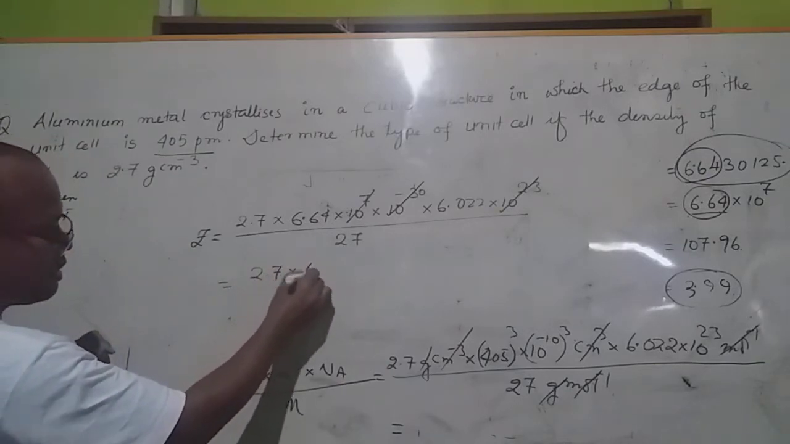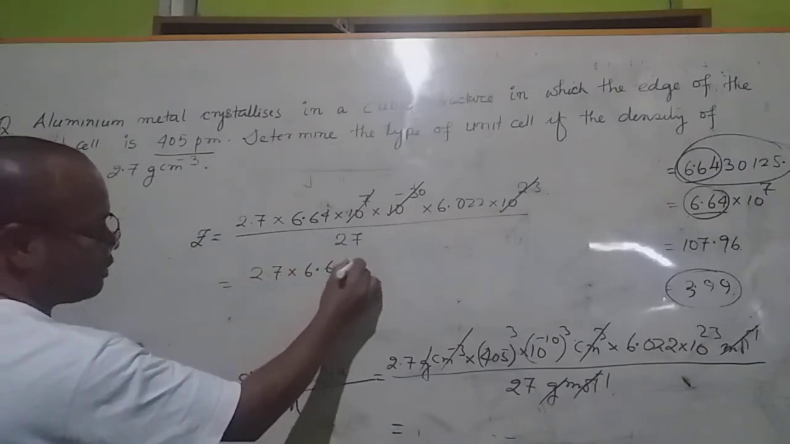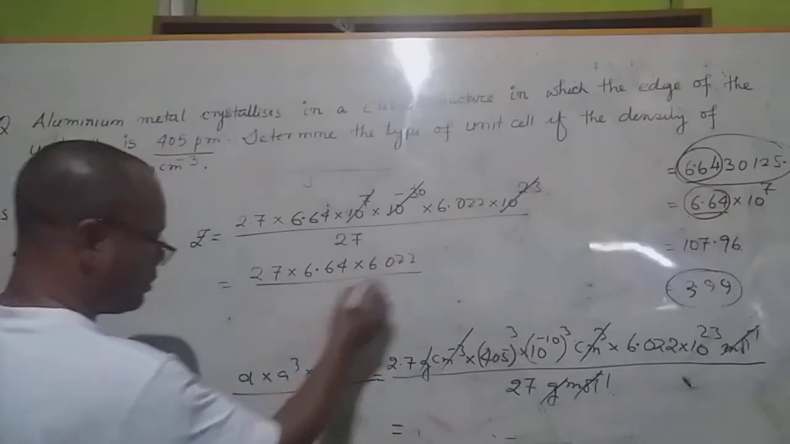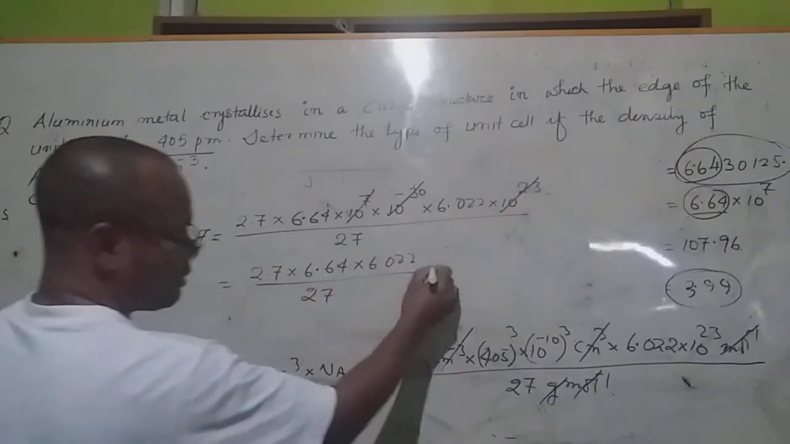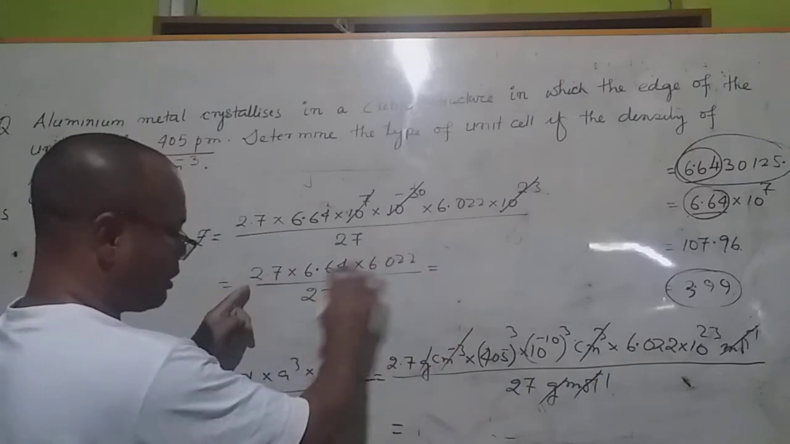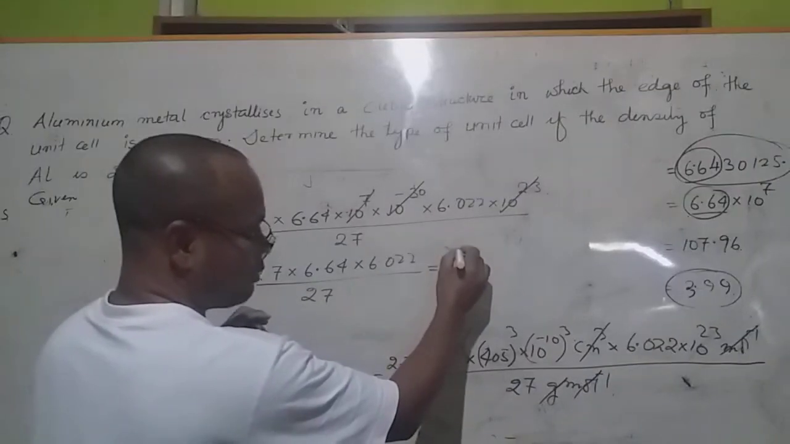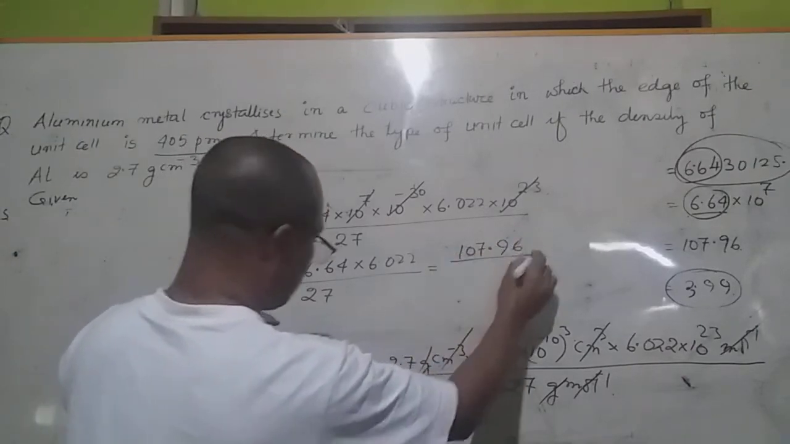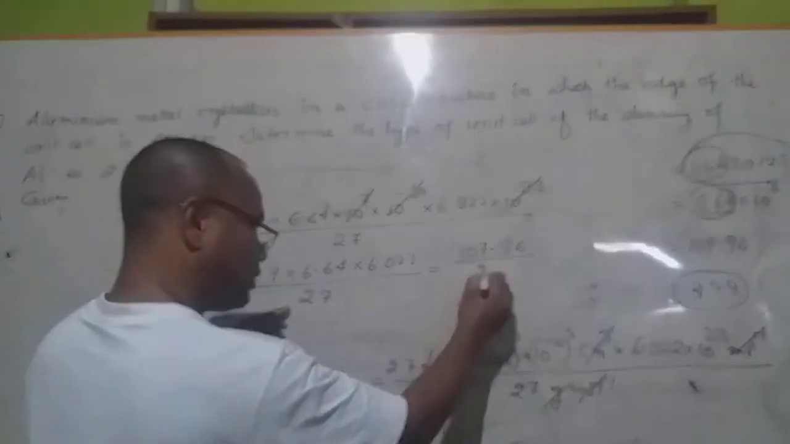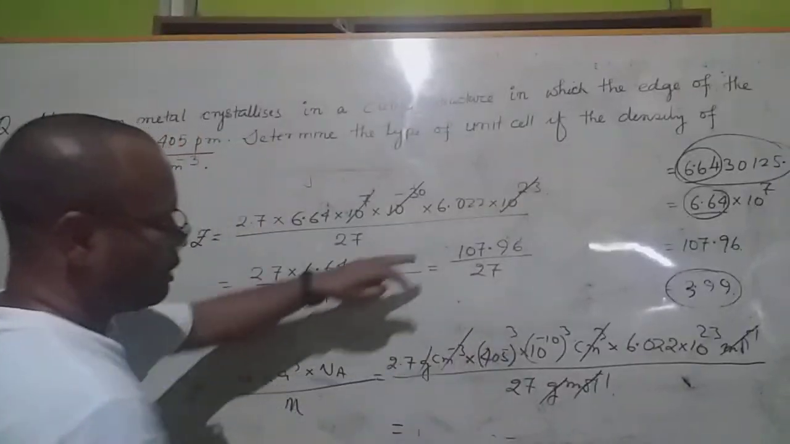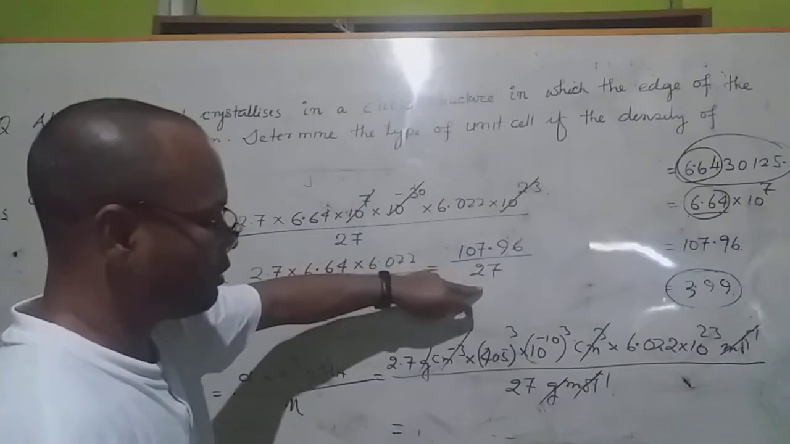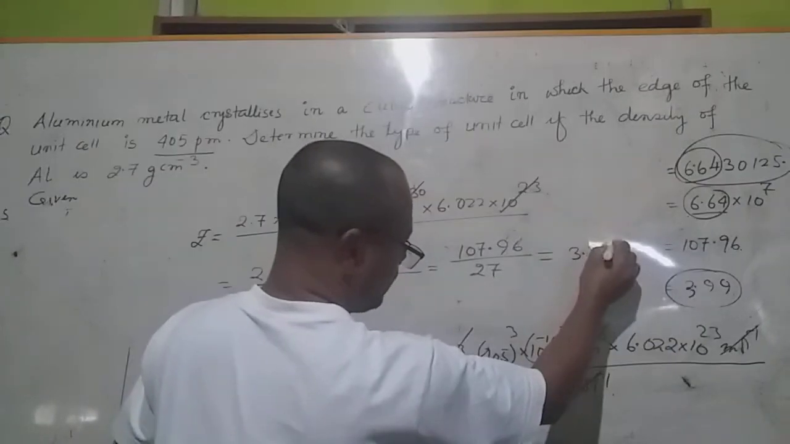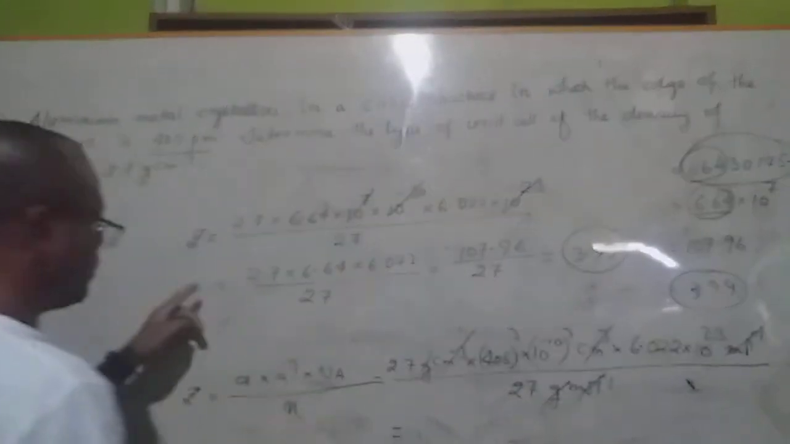2.7 into 6.64 into 6.022 when we do the calculation. So what will be the answer? When we do the calculation of these 3 multiplications, we found 107.96, I think approximately. Then divided by 27. So when we divide 107.96 by 27, approximately we find 3.99. So this is the value of Z.